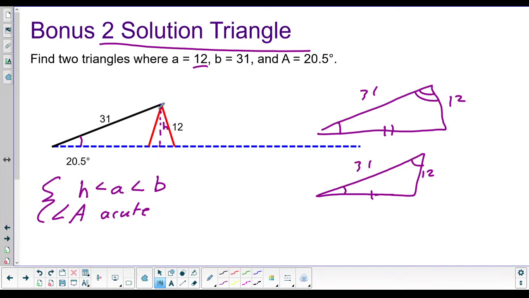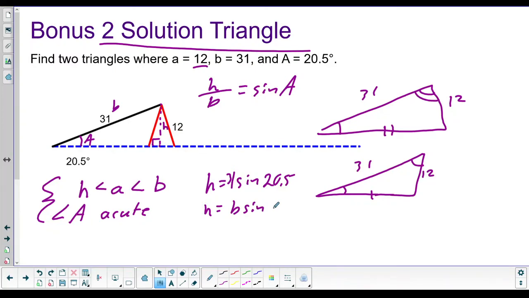As a side note, the way you would find this length h is, if we look at it as a right triangle, opposite over hypotenuse, this would be sine, so sine of 20.5 is h over b. h over b equals sine of A. To get h, you just multiply by b, so times 31. So h equals b sine of capital A.